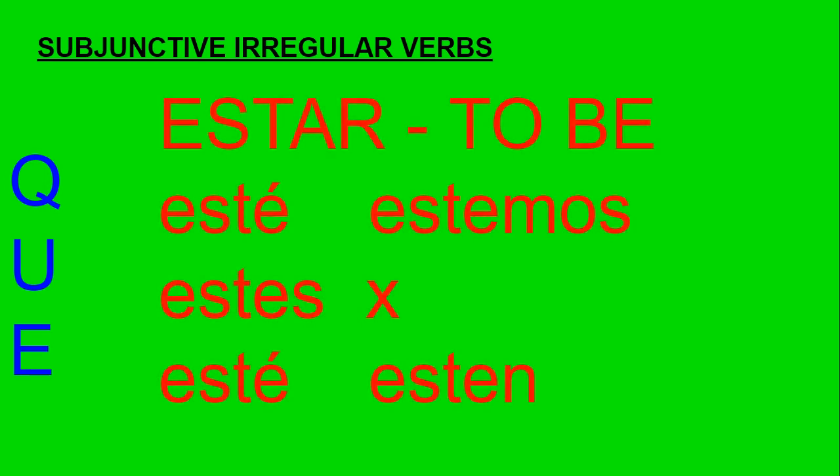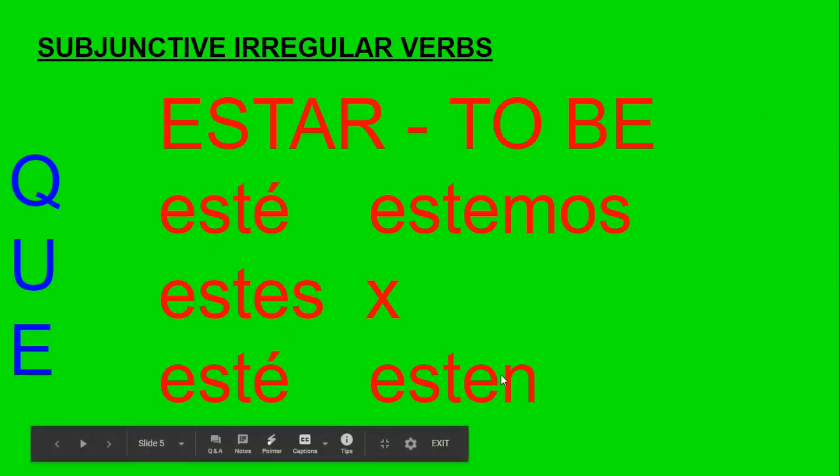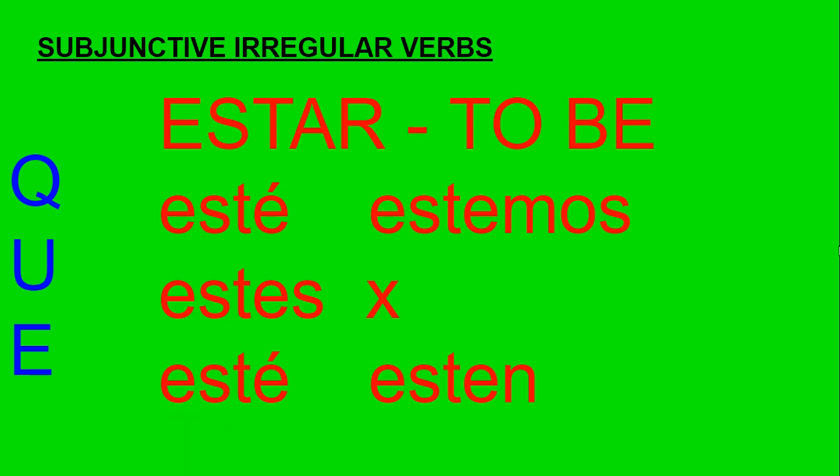The verb estar. Estar means to be, as in location or feelings. The conjugation is que yo esté, que tú estés, que él esté, que nosotros estemos, que ellos estén. Notice where the accents are. Oops, I missed an accent. There should be an accent on estés, and there should be an accent on estén, all except for nosotros.